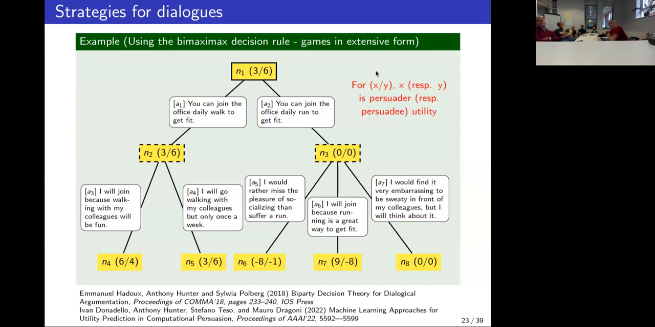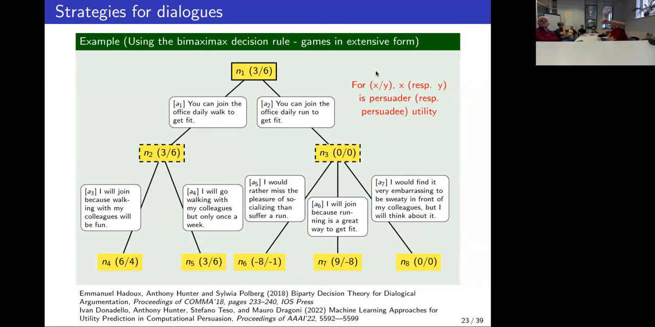So each branch denotes a dialogue. So you can see they're very short dialogues. So the root is the point where the persuader or the chatbot's making the decision. Should it say argument A1, you can join the office daily walk to get fit, or argument A2, you should join the office daily run to get fit. So there's a choice there. What's the best to do? Then the next level down, the user is making a move. So they're only allowed to make one move, and then the dialogue finishes.